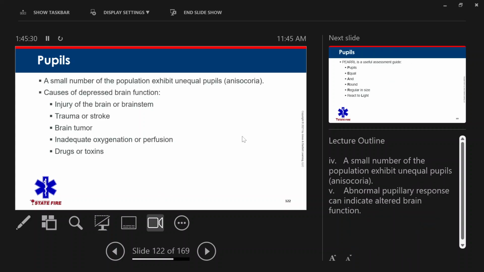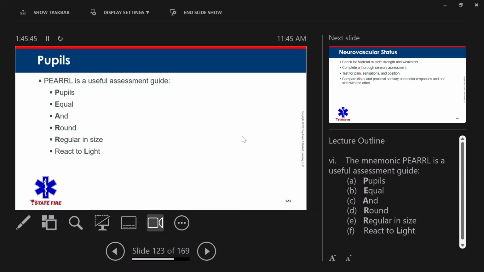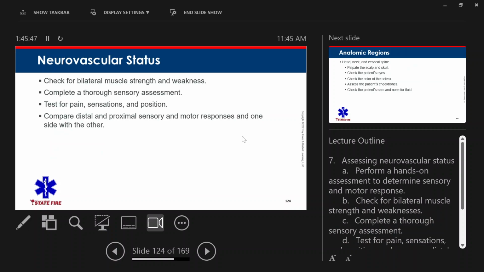All right, there's why we check pupils: it tells on the brain. What is the brain doing? Is it fighting or is it asleep? Is it in trouble? Is the left pupil big and the right pupil small? That brain's in trouble. Okay? These are the things that change the pupils, and they're all ugly, they're all bad. Here's PEARL.